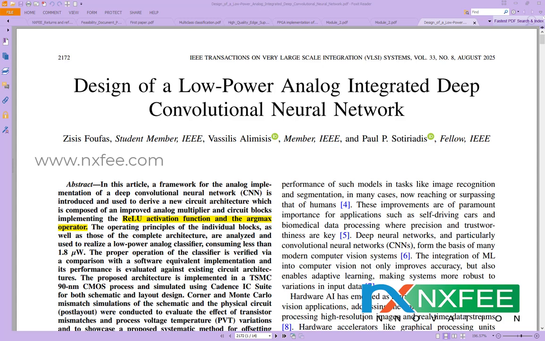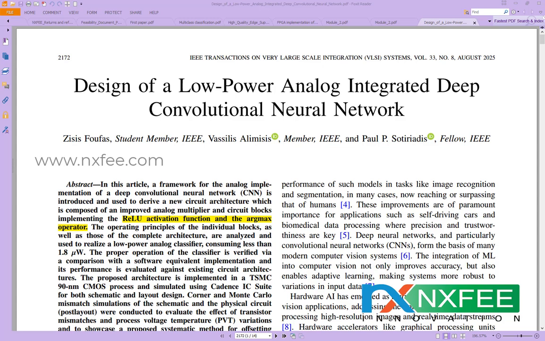The post layout simulations were performed in the Tanner EDA tool under process, voltage, and temperature variations to validate the reliability of the proposed circuit. These results confirm that this architecture is well suited for energy efficient on-chip classification and low power, real-time applications.